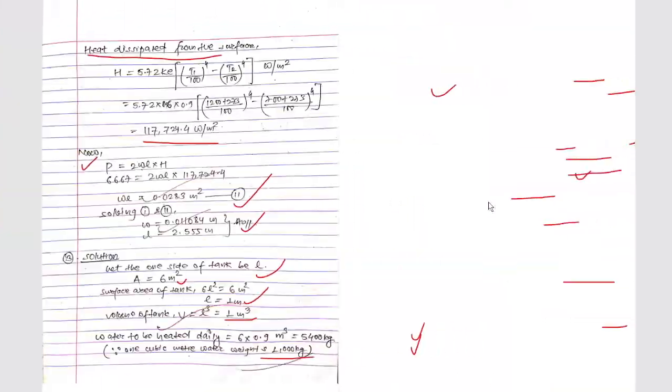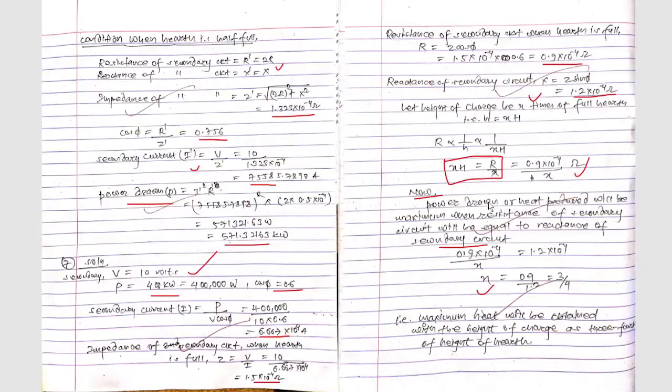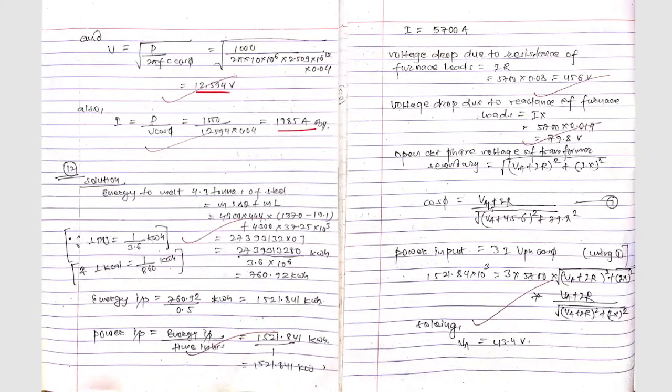So the process for both the questions will be the same, and there will be just a little difference while converting the unit. Here we can see the energy to melt 4.3 tons of steel will be m s delta theta plus m L. The value of m s delta theta is given in the question, and m L is also given. If you substitute all these values, we will get 273931 into 10^6 joule.